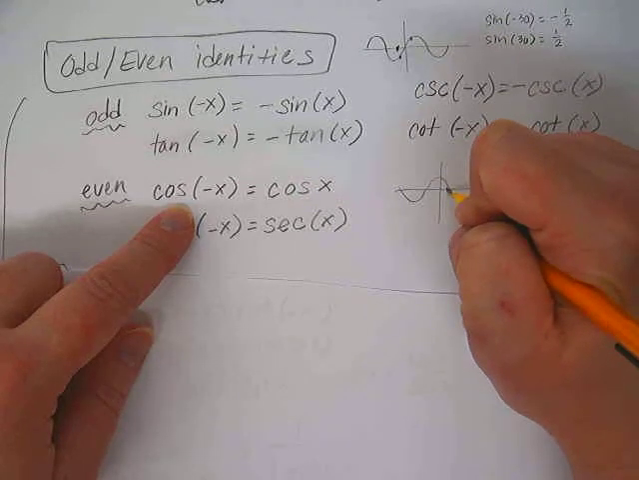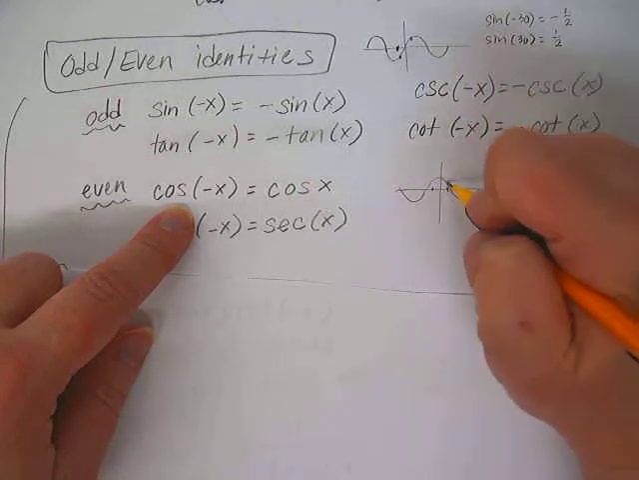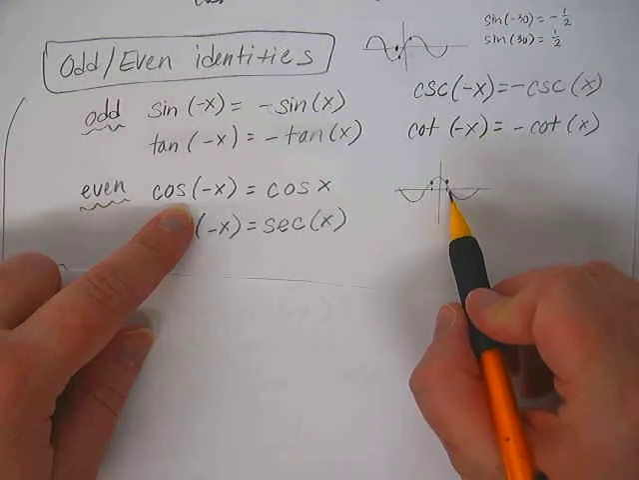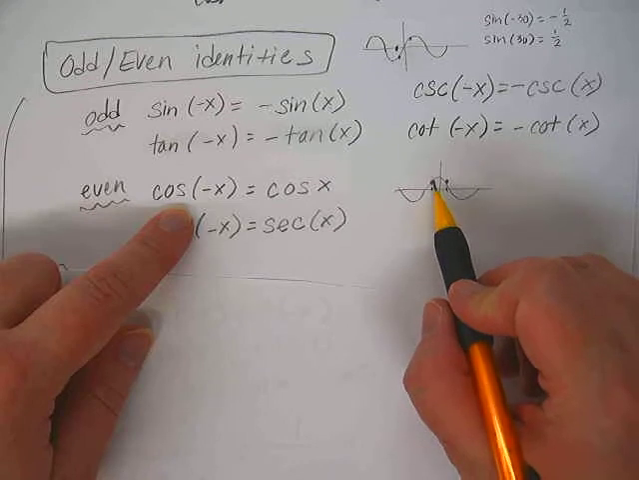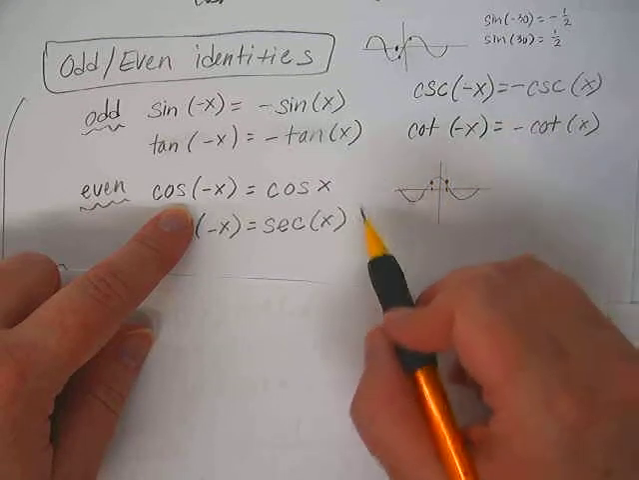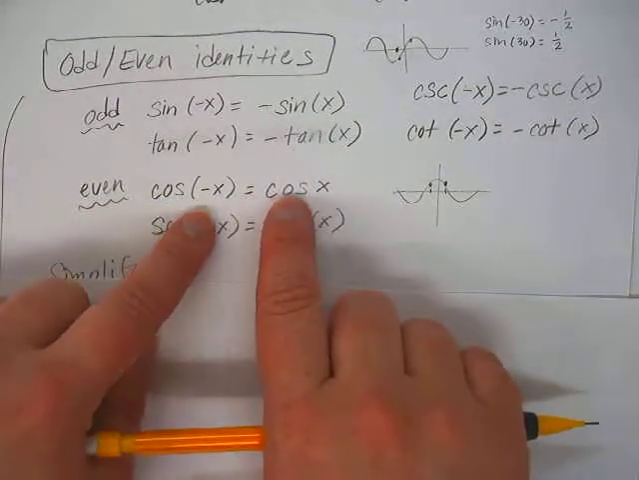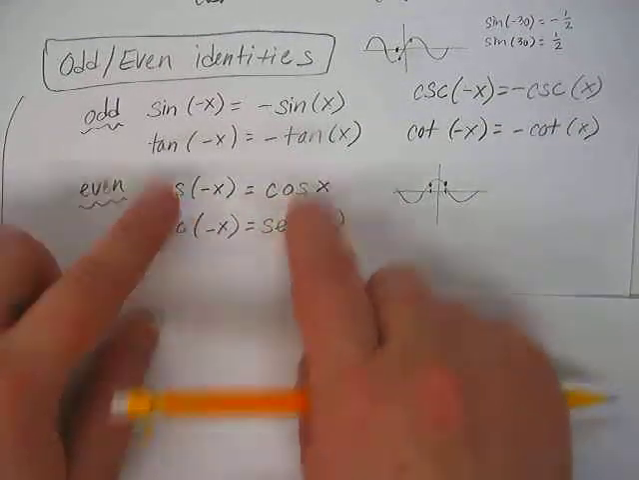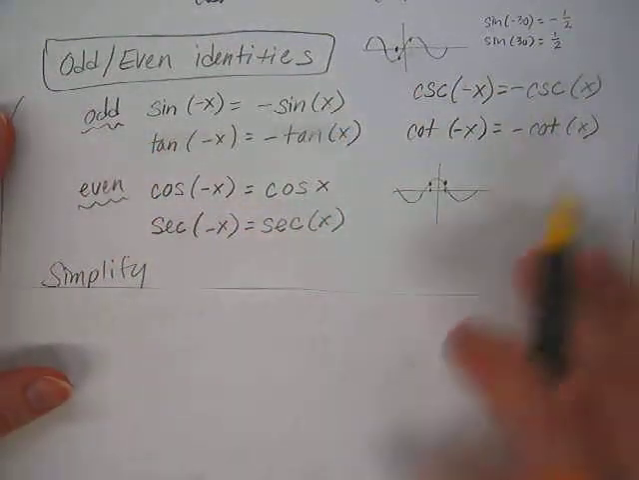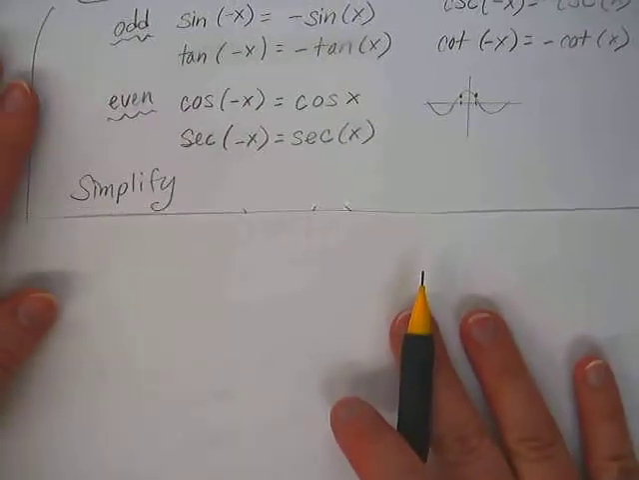So let's do our same thing if we were looking at 30 degrees again. We would have a positive answer. Whether we were at a positive 30 degrees or a negative 30 degrees, we still get the same answer, positive square root of 3/2. Because of that even symmetry, it's going to be the same answer for our even functions, but the opposite answers for our odd functions.